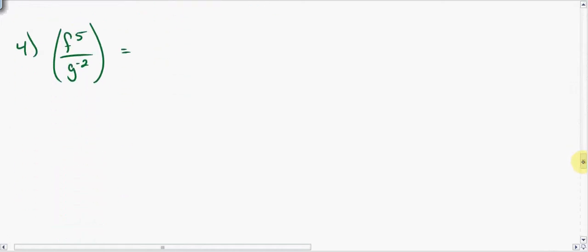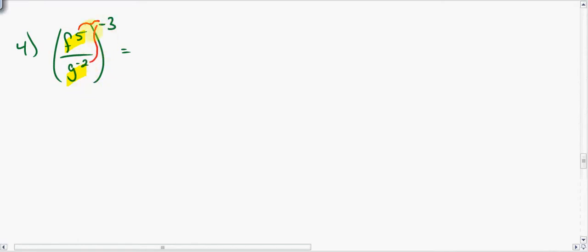Number 4. F to the 5th power over g to the 2nd power. This should all be raised to the negative 3rd power. So two different bases. There's not much I can do here. I could move this guy up, but I'm not going to. I'm going to leave this guy where it's at. I notice I have two parts, but actually one base, so each of these is going to see this negative 3, because that negative 3 can get applied to both parts of the base.